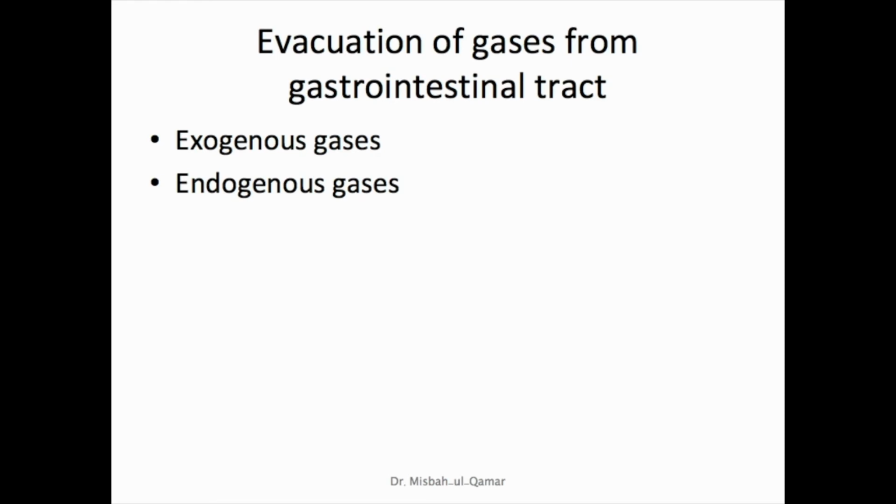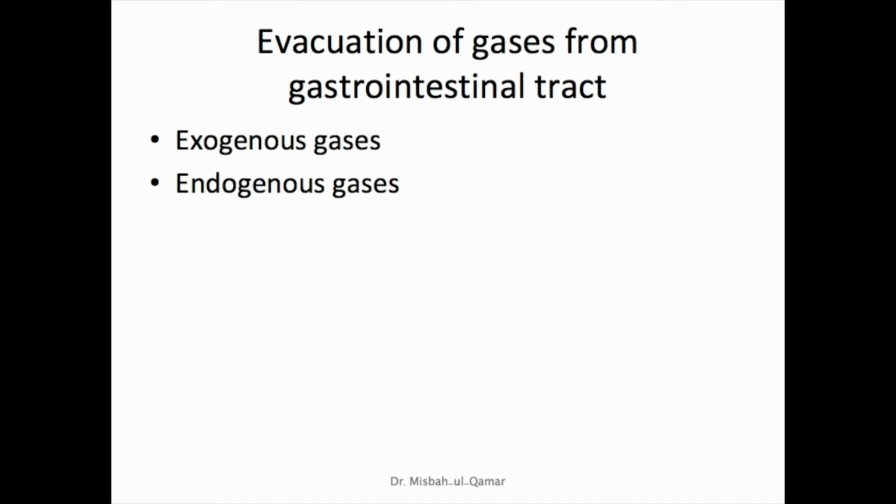Last time, I forgot to cover this topic, which is a part of a natural process. You see, the gastrointestinal gases which are accumulated in the gut or stomach or various parts of the GI tract, they are classified into two groups: exogenous gases, which get entry from outside, and endogenous gases that are produced in body.